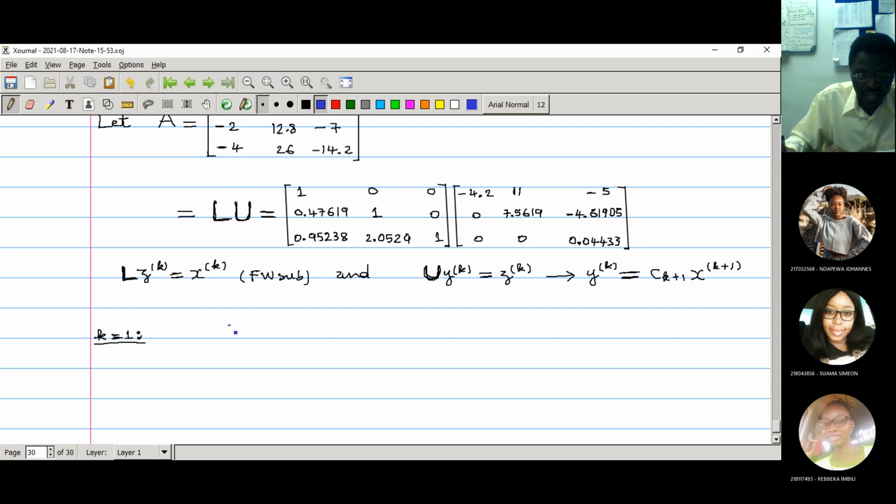So for k equal to 1, we have LZ1 equal to x1, and we know x1, that's our right-hand side, and U, because what we are looking for is y, so we have UY1 equal to Z1, and Z1 is what we get from the forward substitution here. So these are the two operations we will perform.